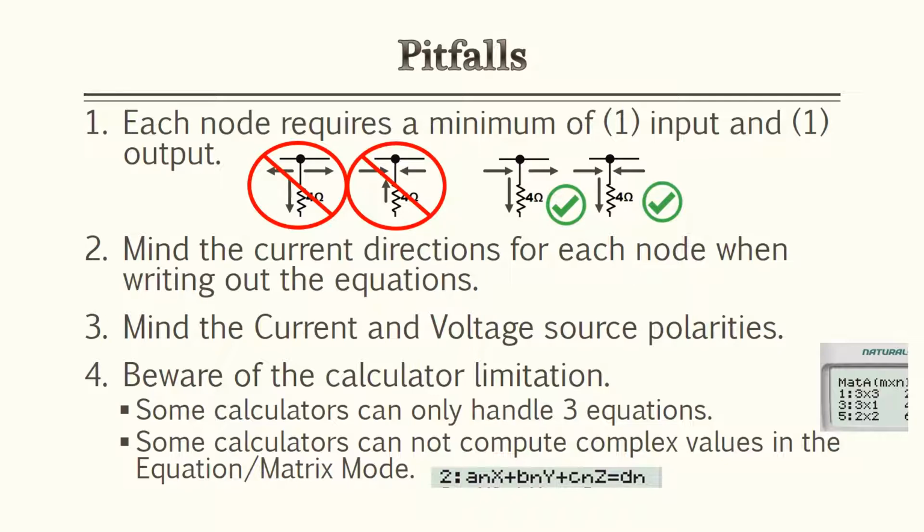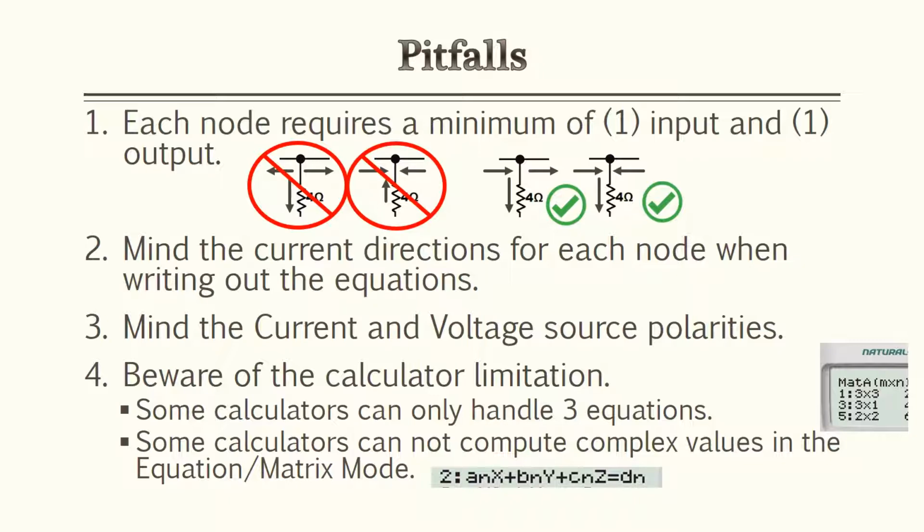Next, mind the polarities of your current sources or voltage sources when writing your equations. If your voltage source is flipped a different direction, it may actually be negative 24 volts versus 24 volts. So be aware, and that will trip you up and that will give you false answers on your calculator, even though it will give you answers.